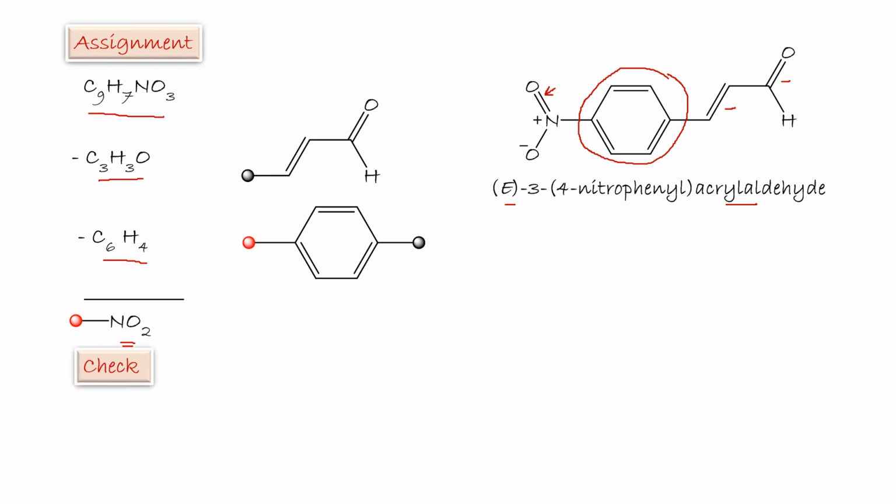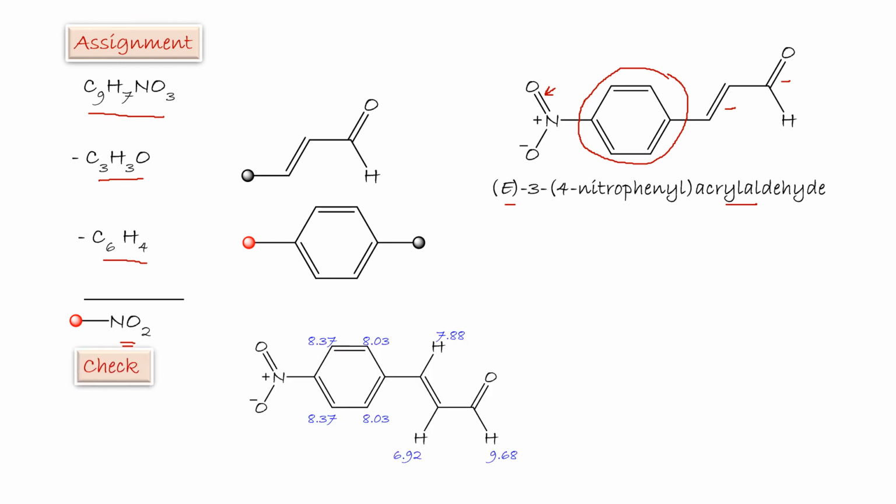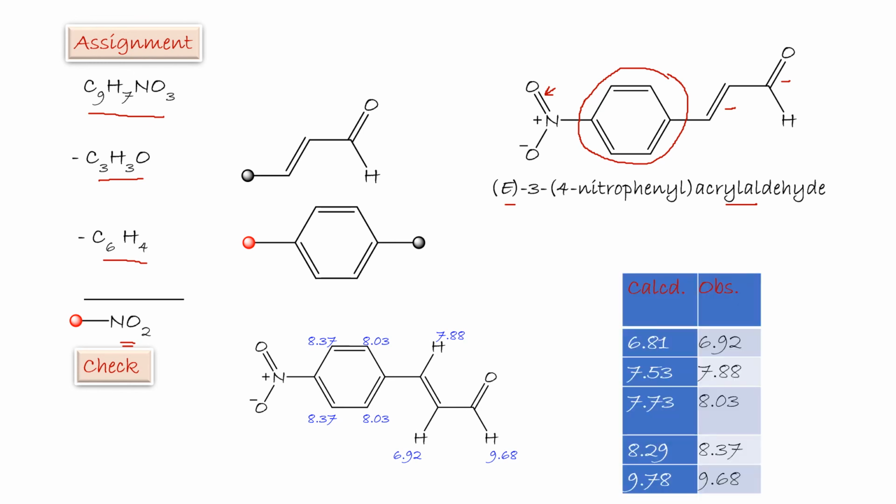So let us check the chemical shift, do the calculation, and make a table to compare. Yes, this is matching well, this is matching well, this is matching well. So all peaks are matching well, calculated and observed, and this is the structure. E-3,4 nitrophenyl acrylaldehyde. See you next session.